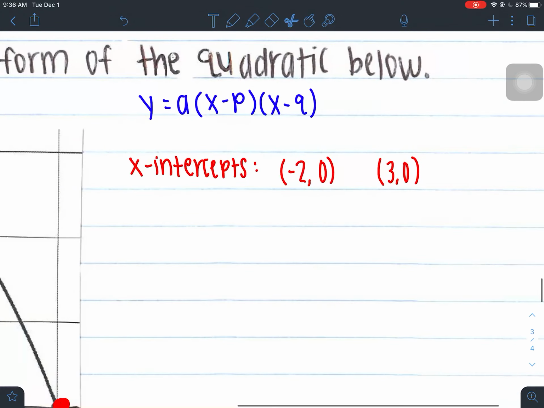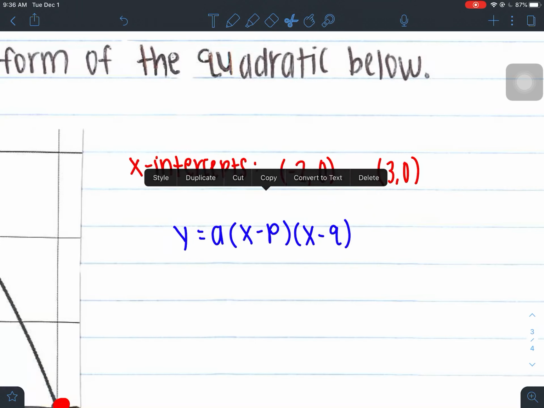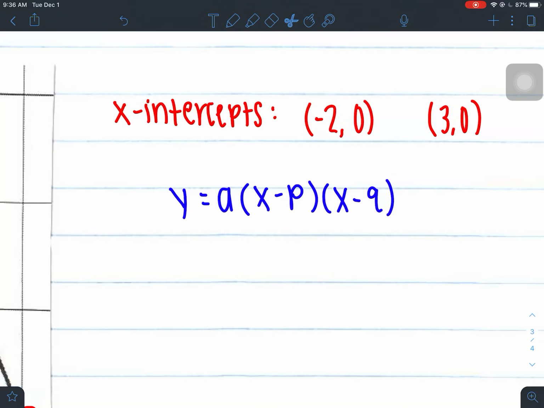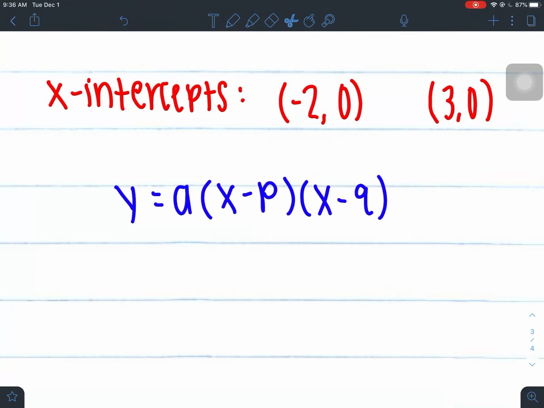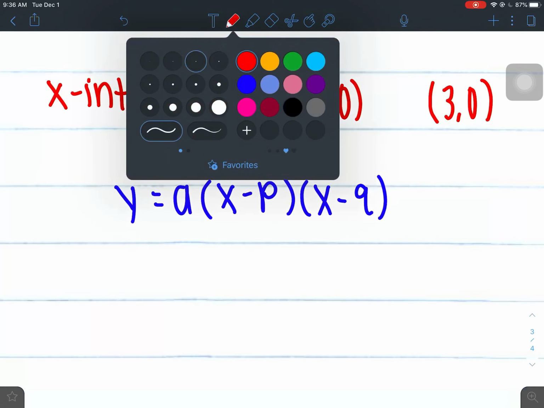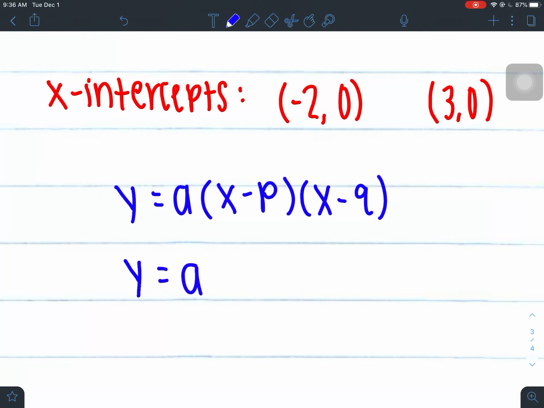So let's plug in what we know. Remember, intercept form is this right here. First step, identify your x-intercepts. Second step, plug in what you know into intercept form. We know that one of the x-intercepts is -2 and the other one is +3. I'm going to plug those in where I know. Remember, your x-intercepts are your p and your q.